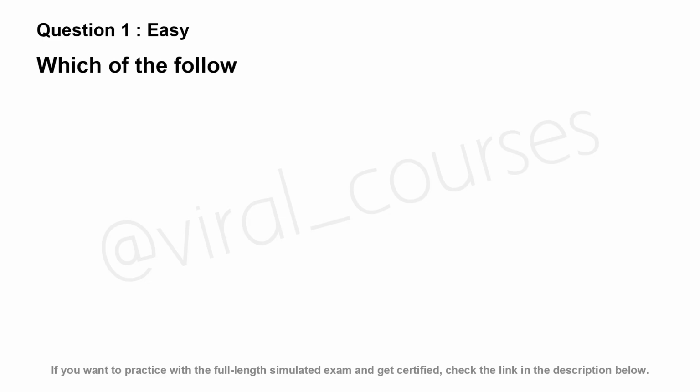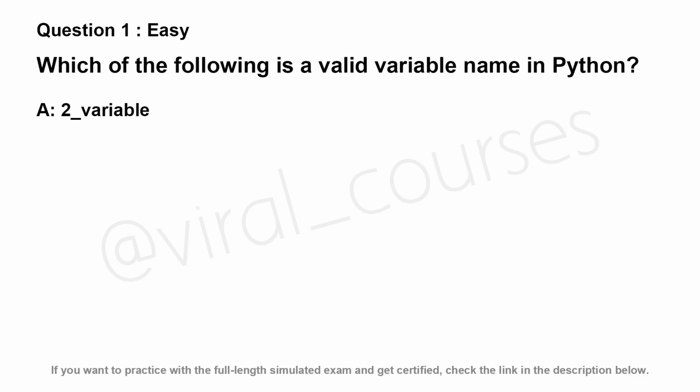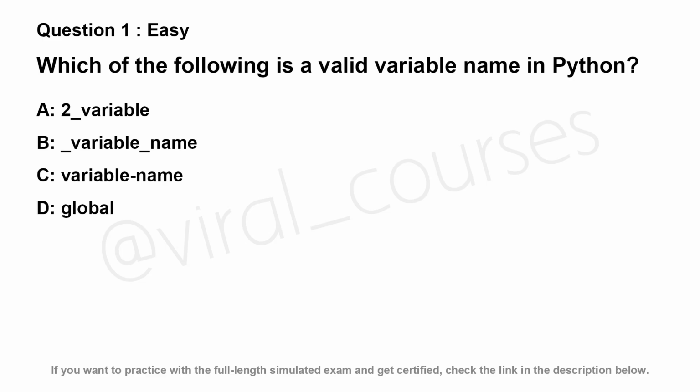Which of the following is a valid variable name in Python? Option A, 2_variable. Option B, _variable_name. Option C, variable-name. Option D, global.